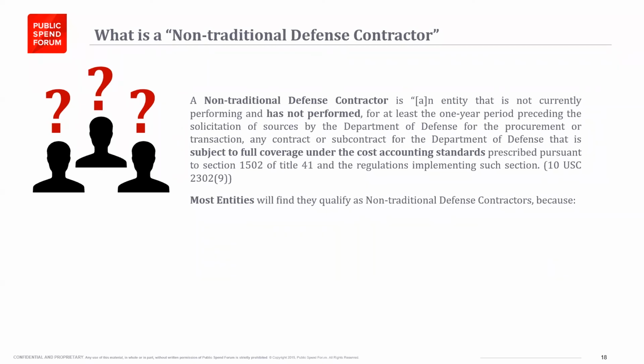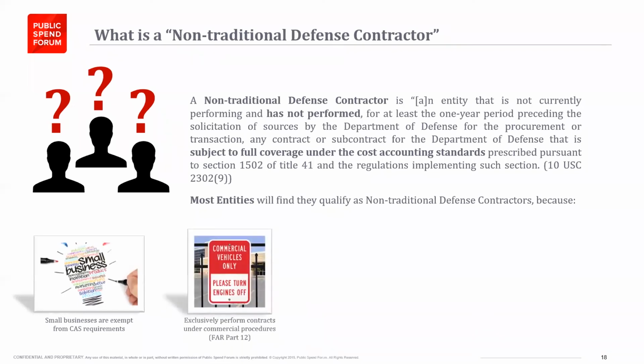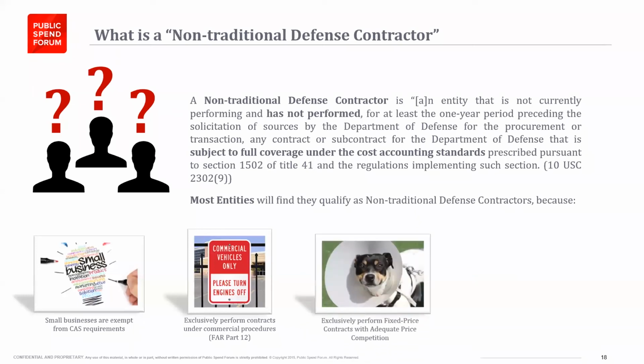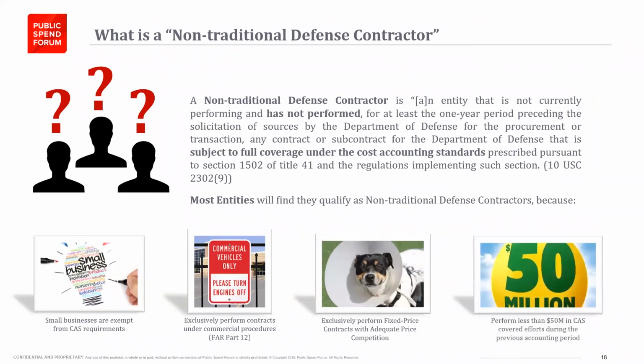And so how do I know if I'm a non-traditional defense contractor? Well, if you're a small business, you're a non-traditional defense contractor. If all you perform is commercial contracts, you're a non-traditional. If you only perform fixed price with adequate price competition, or if you've done less than $50 million in CAS coverage during the previous accounting period, you are a non-traditional defense contractor.